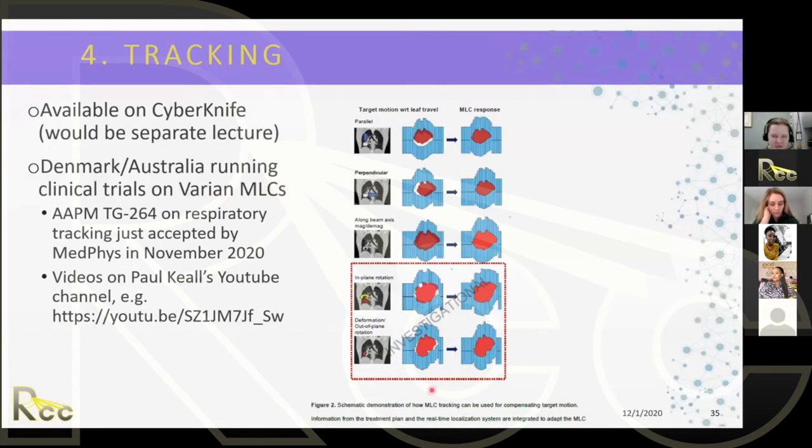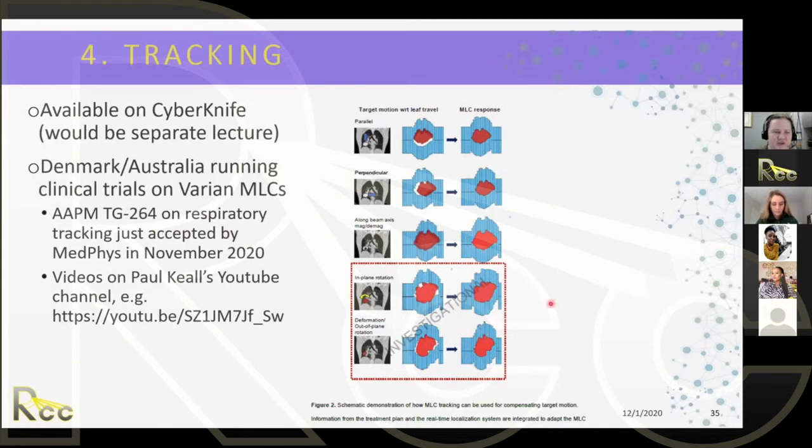And I have a little screenshot from AAPM TG264, which should be published in 4 to 6 weeks. It's been accepted. So if you have, for example, a lung tumor motion that goes up and down and it's parallel to your MLC position, you can actually move your MLCs with the lung tumor. You can also do that in perpendicular position. It's a little bit more challenging. If you have magnification along your beam, you can also do that. And if you have rotation, that's really complicated to do. You could also eventually adjust for that.